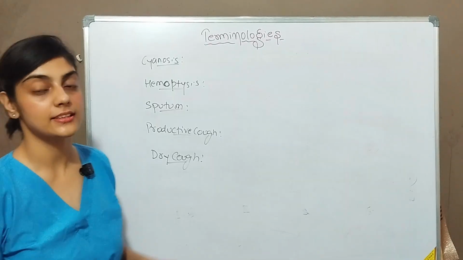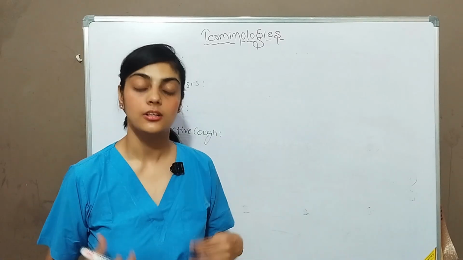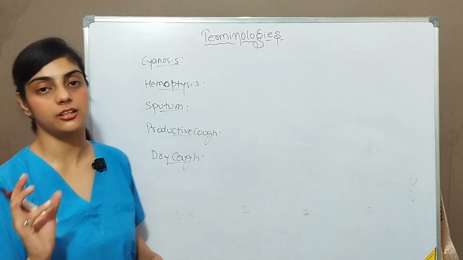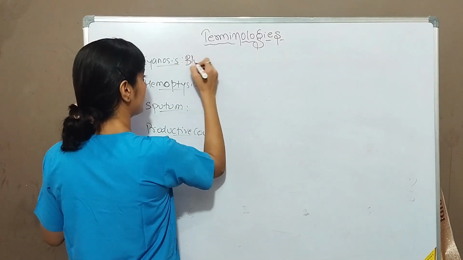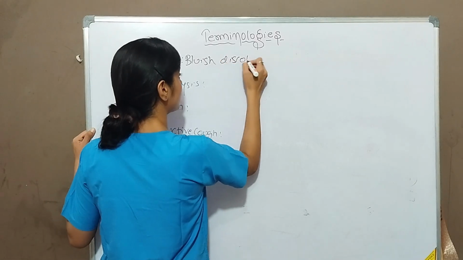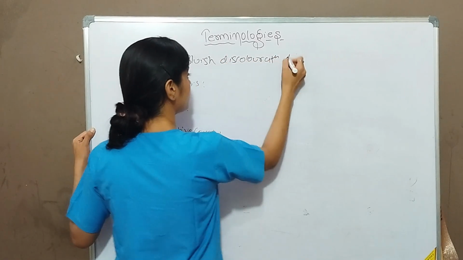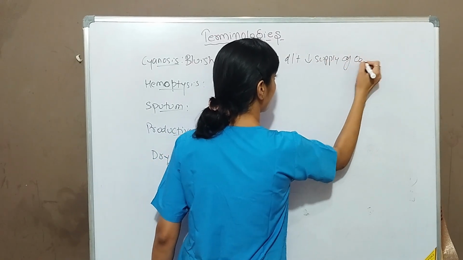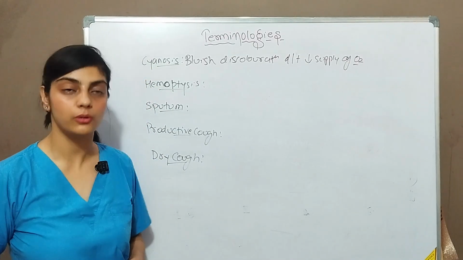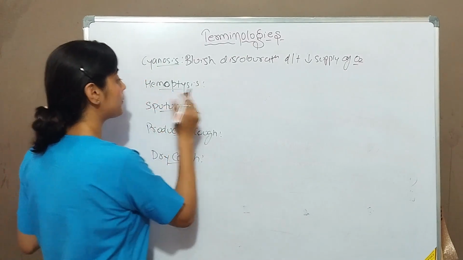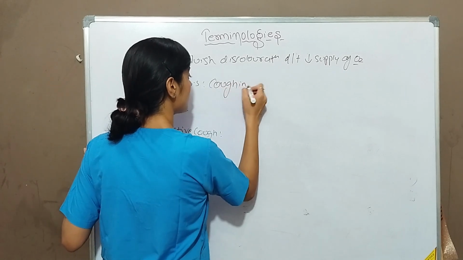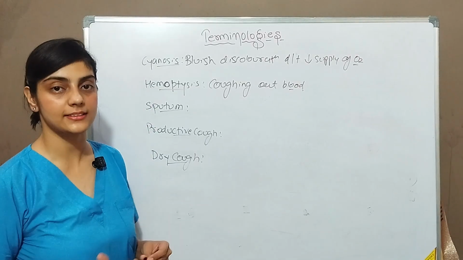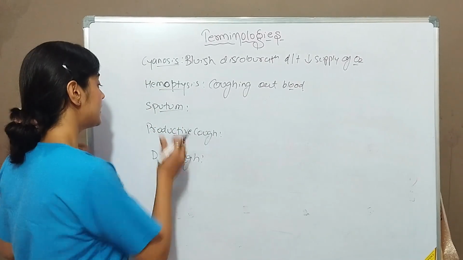Next we have cyanosis. Cyanosis is the bluish discoloration due to reduced supply of oxygen or increased deoxygenated hemoglobin. Usually the extremities turn blue. Then we have hemoptysis. Hemoptysis means coughing out blood, or the sputum has blood.